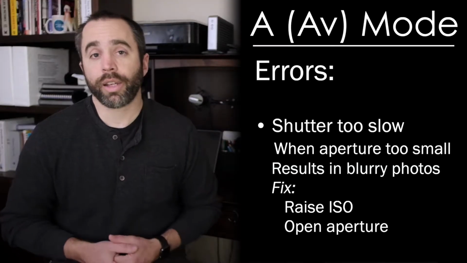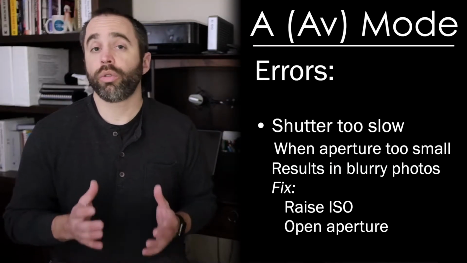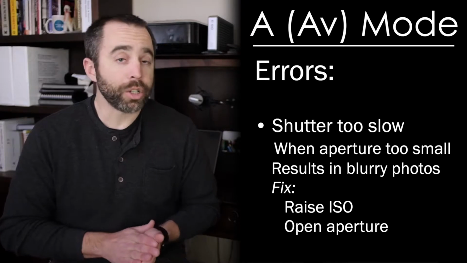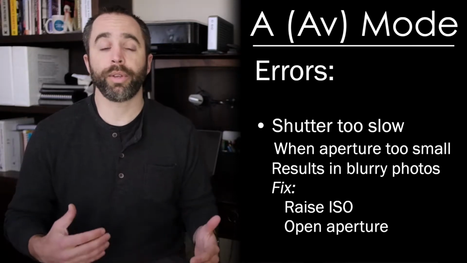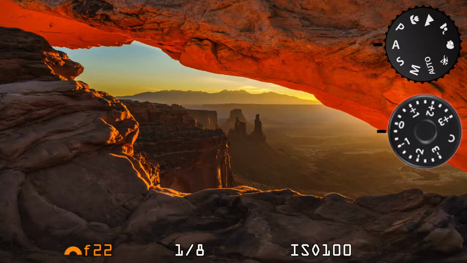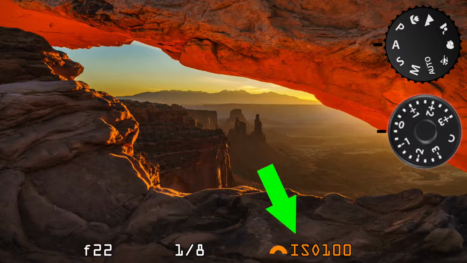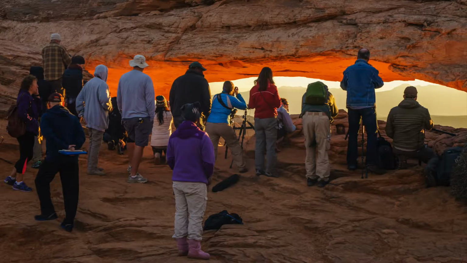So if you're not using Auto ISO, if you do program a small aperture or a large f number to get a deep depth of field, you need to get in the habit of looking at your shutter speed to make sure it's not too slow. If it is too slow, you'll need to raise your ISO in order to make that shutter speed faster so that you can get a sharp image. And this is really only a concern if you are hand holding the camera or there's something moving in front of your lens. If you're on a tripod and there's nothing moving in front of you, then you can really go as slow as you want.